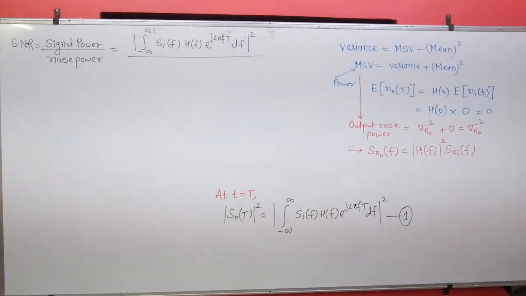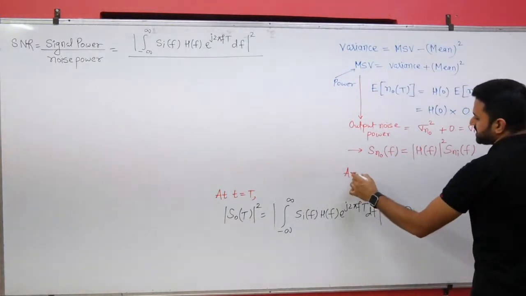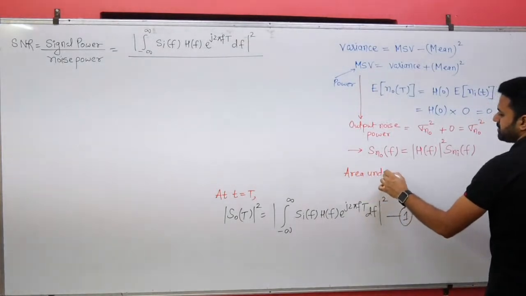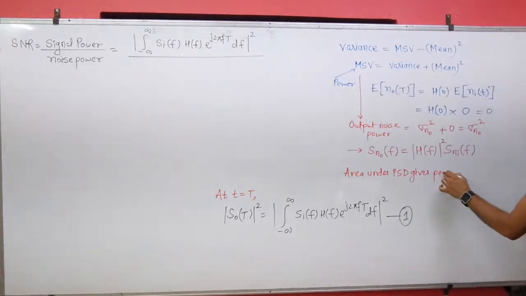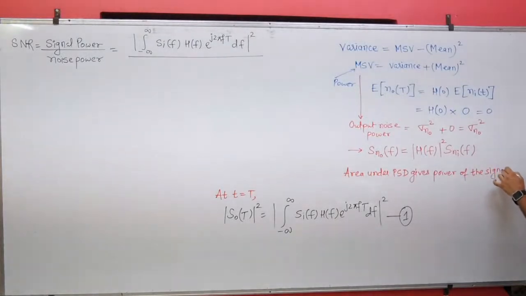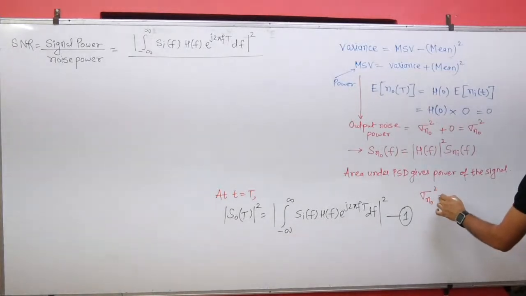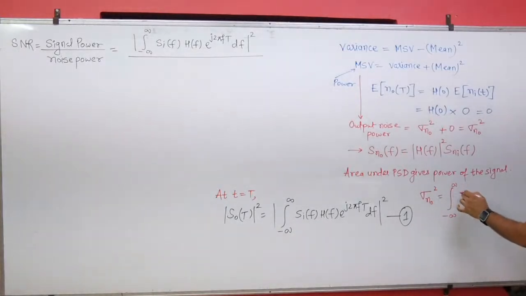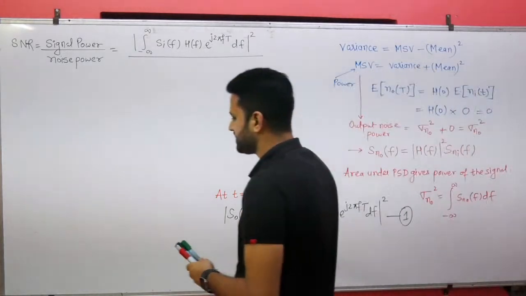So if you want to calculate this output noise power, we know that area under power spectral density gives power of the signal. So how can you calculate the power? If you want to calculate the power, that is sigma n naught square, you have to integrate it from minus infinity to infinity df. So is this point clear? Now we can rub this.